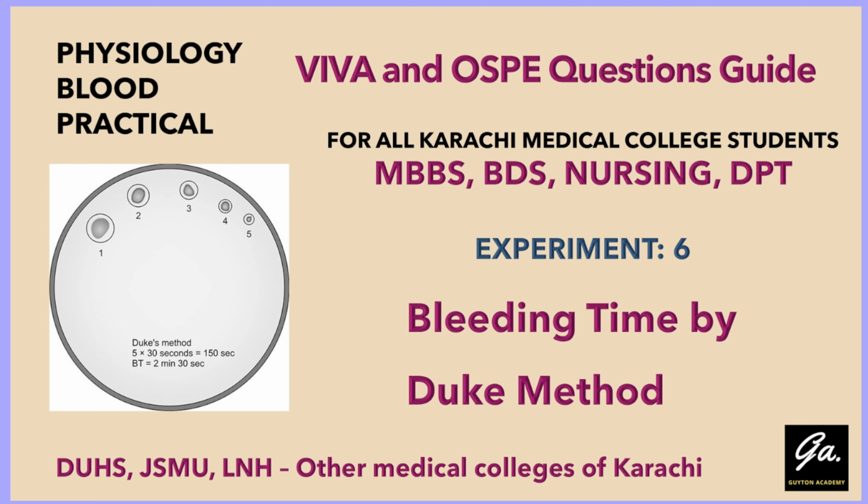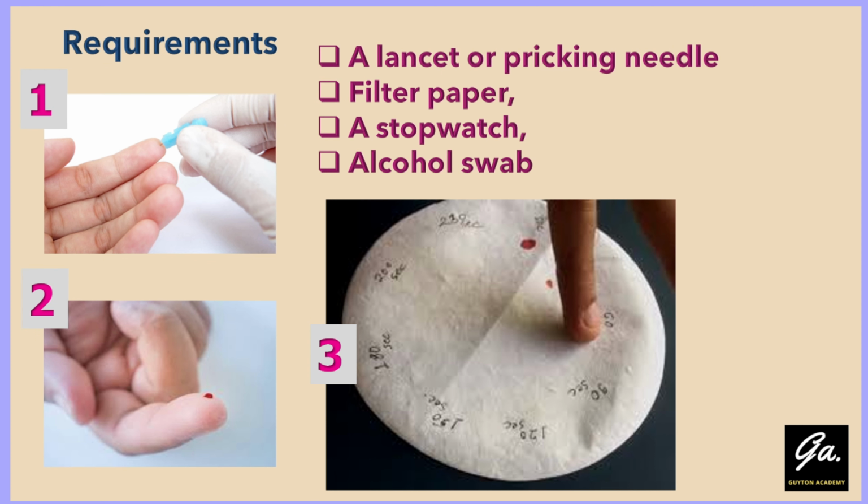This is our sixth experiment from the physiology blood practicals: bleeding time by Duke method. Requirements. The requirements for this practical are a lancet or pricking needle to prick the finger, a filter paper, a stopwatch, and an alcohol swab to clean your skin.